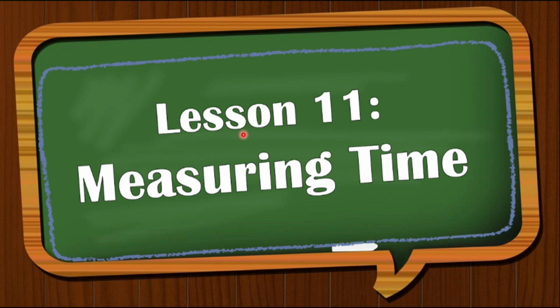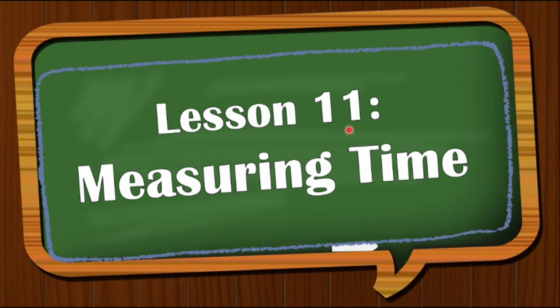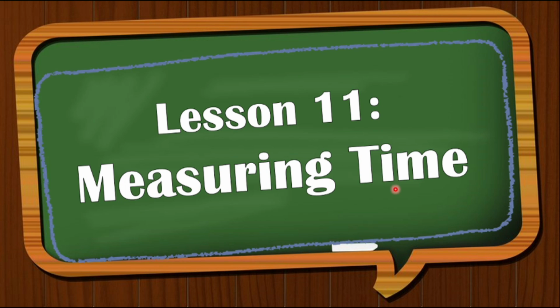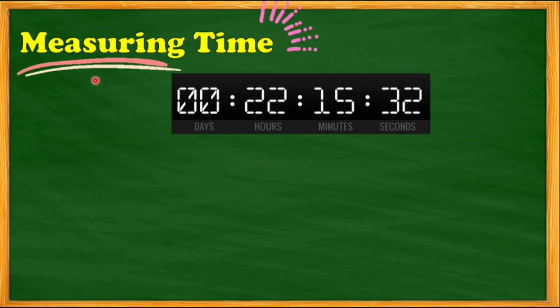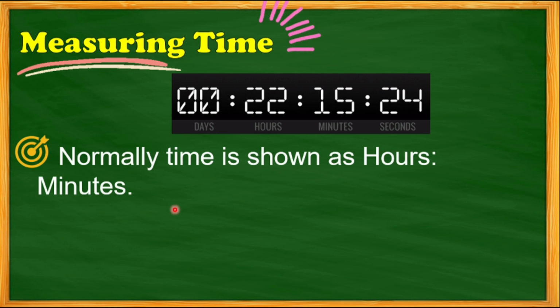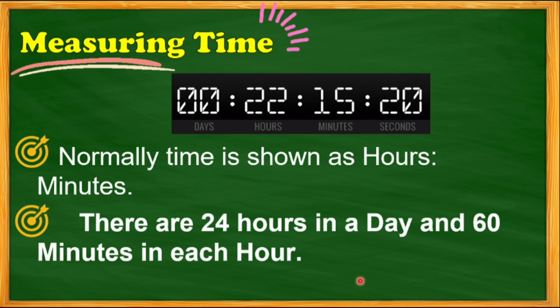So our lesson is lesson number 11, measuring time. This would be the time: the day, the hour, the minute, and the second. Normally, time is shown as an hour and a minute. Then there are 24 hours in a day and 60 minutes in each hour.